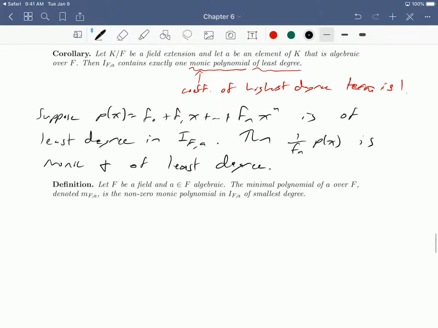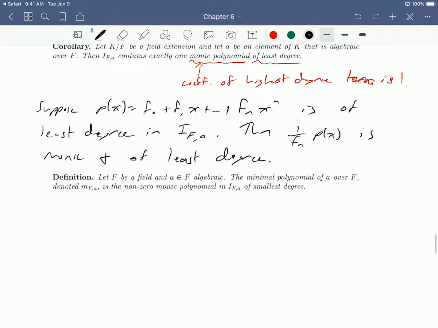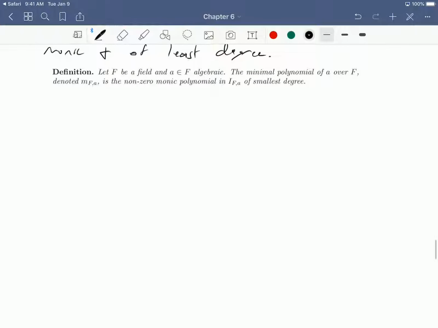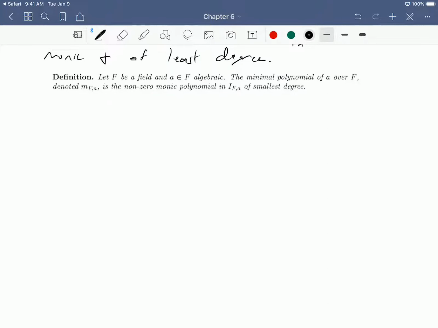All right, so once we know that there's only one of these things, then we can define it. We can give it a name. The name of it is the minimal polynomial of a over f, and we squeeze all of that into one little abbreviated name: m subscript f comma a is the minimal polynomial of a over f. This sounds really complicated. There's a lot of notation and a lot of machinery we built up, but this is something that is somewhat natural and you'll get very used to it.